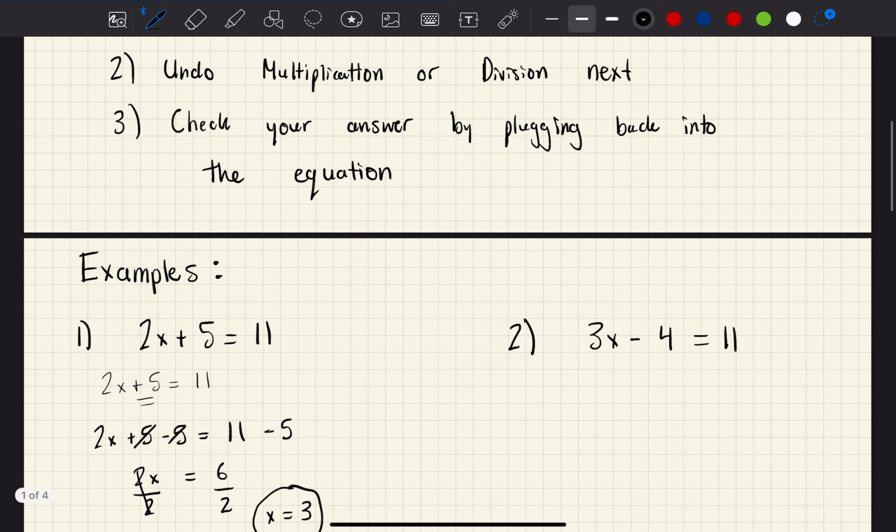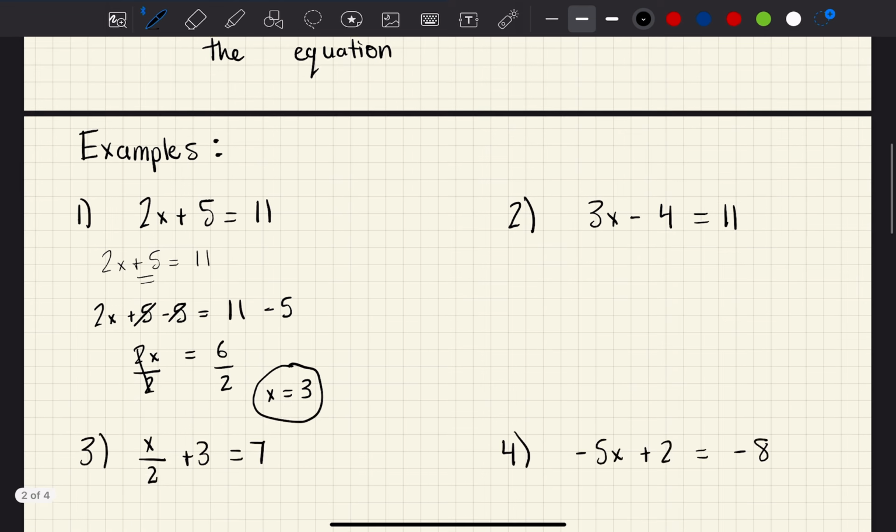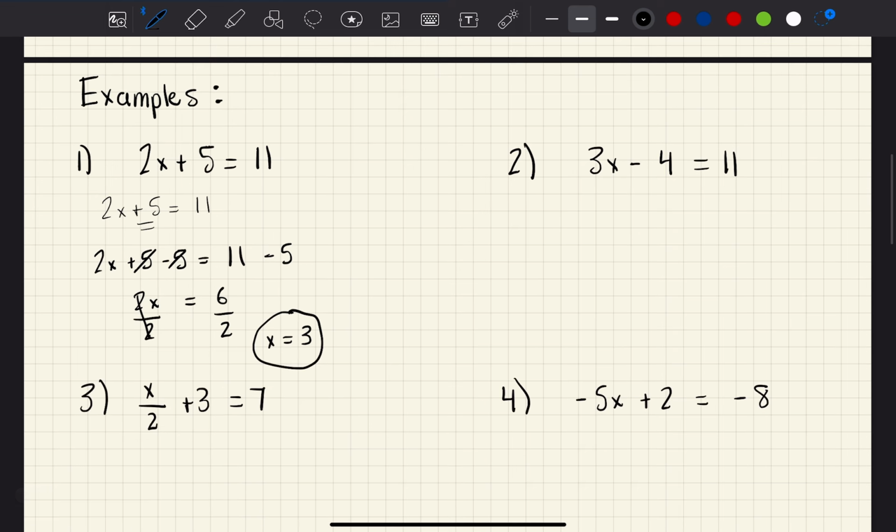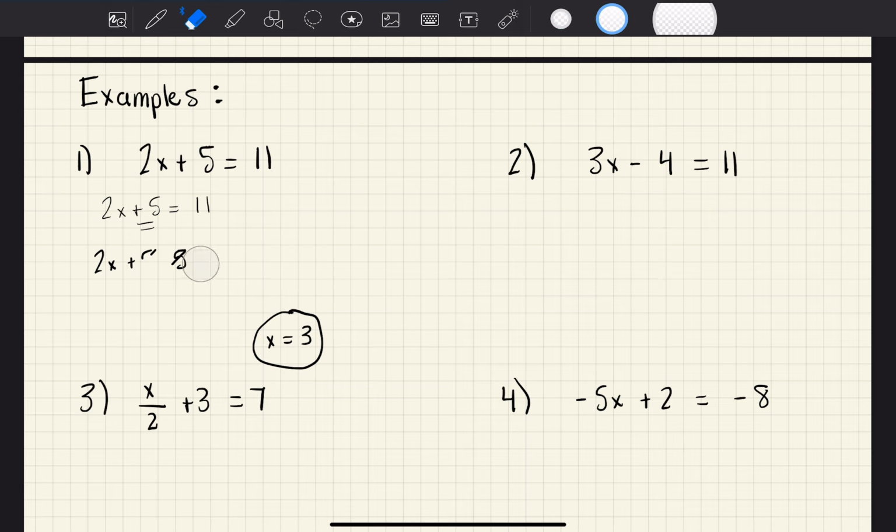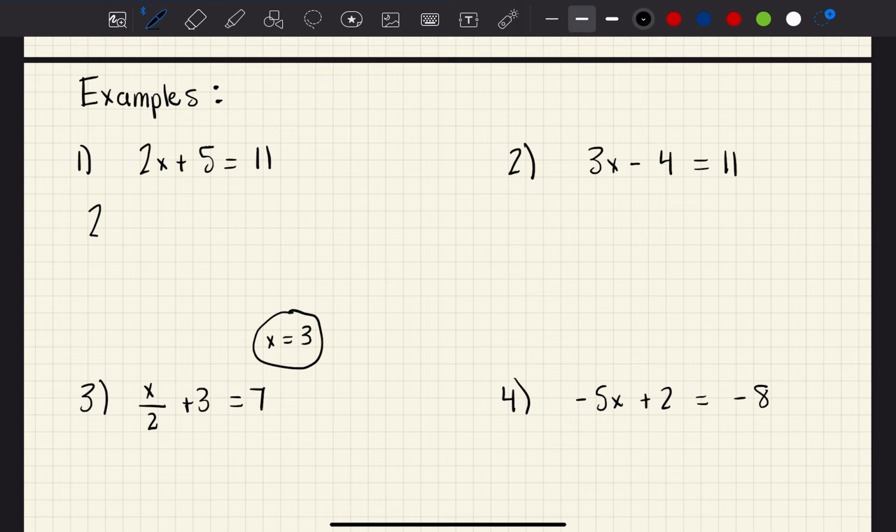Our third step mentions to check your answer by plugging back into the equation. Doing this, we're going to plug x equals 3 into our original equation. So, we take our original equation here. We're going to write 2, and we'll plug in that 3 for x: 2 times 3 plus 5 is equal to 11.